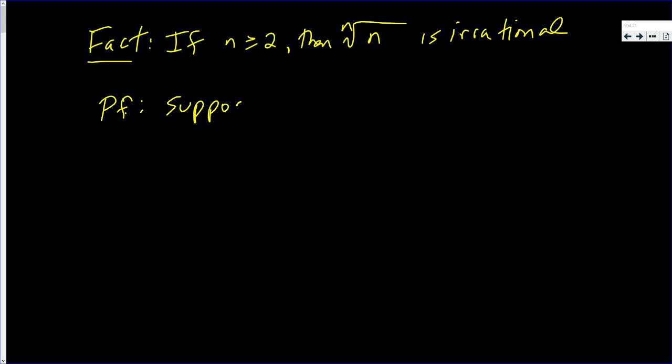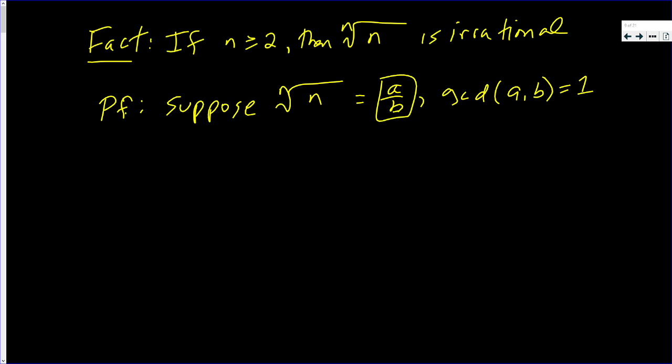Suppose the nth root of n is not irrational. It's rational. It equals a over b, where a and b are integers, and the GCD is 1. That is, they're relatively prime, which means a over b is in reduced form.